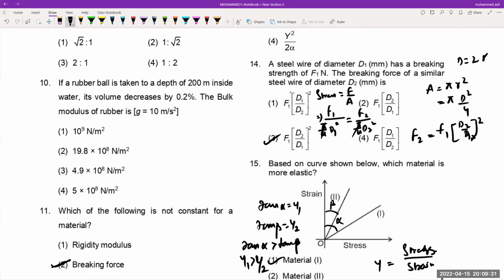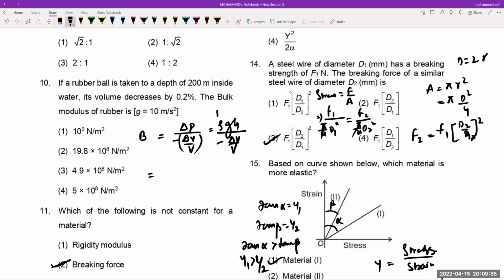बार करवाया था. Depth दे रखा है 200 meters inside the water. Its volume decreases by 0.2%. The bulk modulus of the rubber is, bulk modulus का फॉर्मूला बेटा B is equals to delta P divided by minus of delta V by V. फॉर्मूला याद है? H का फॉर्मूला कैसे लिखोगे बेटा? Pressure at the depth of H will be equal to how much बेटा? Rho G into H. That is divided by minus of delta V divided by V.